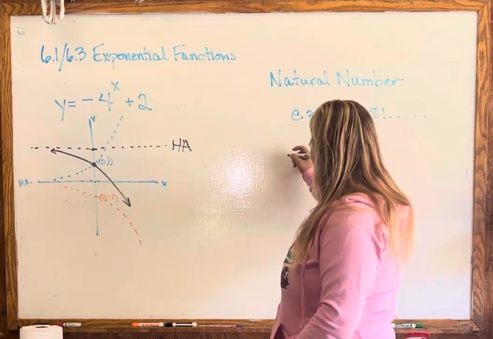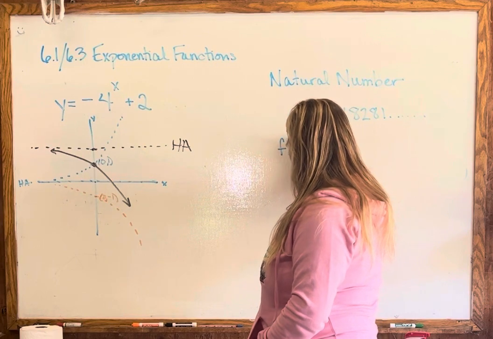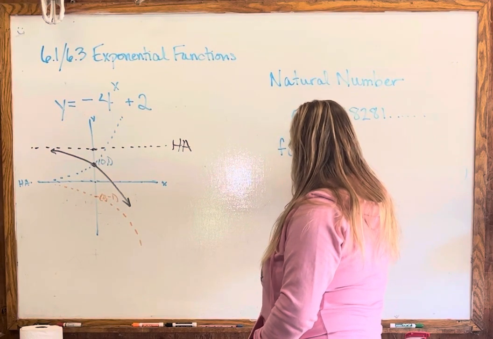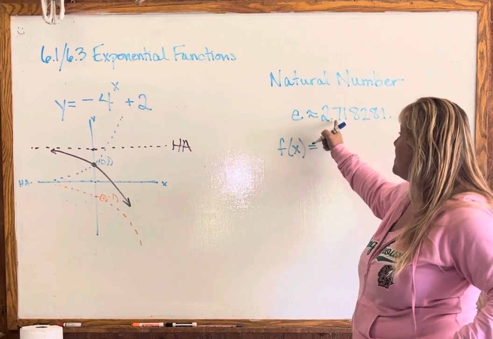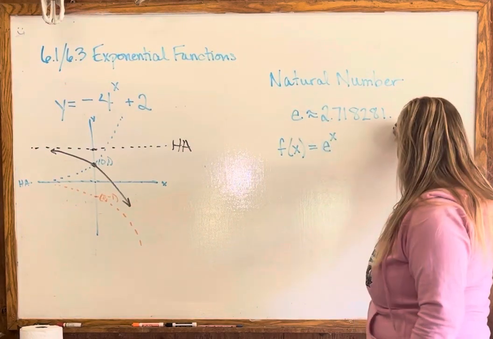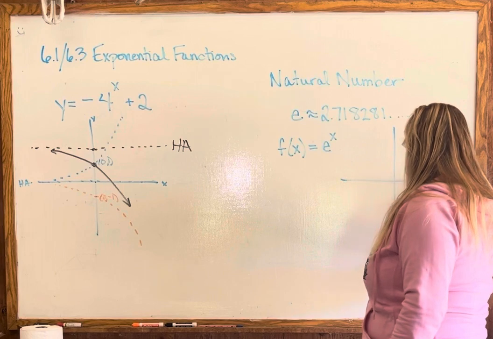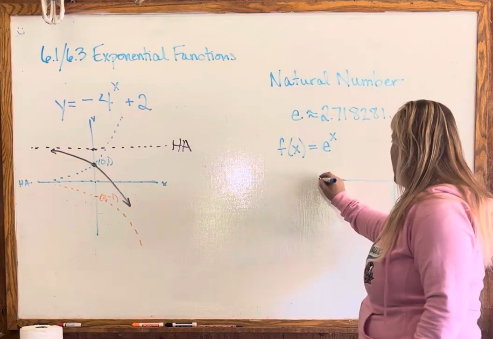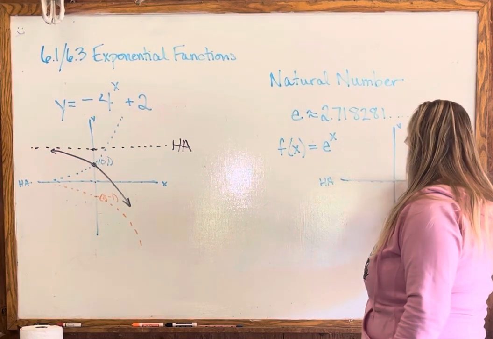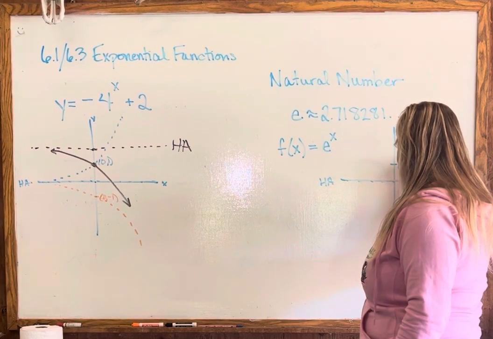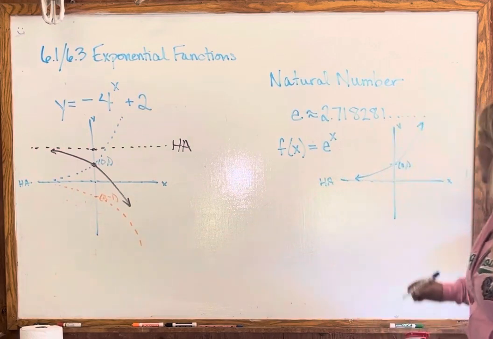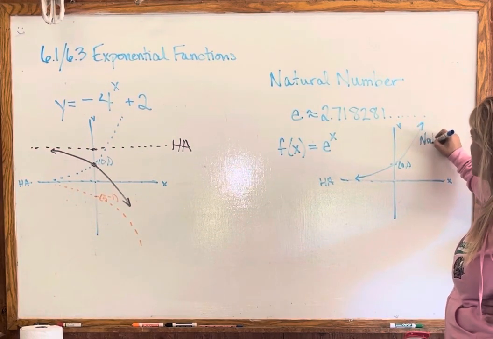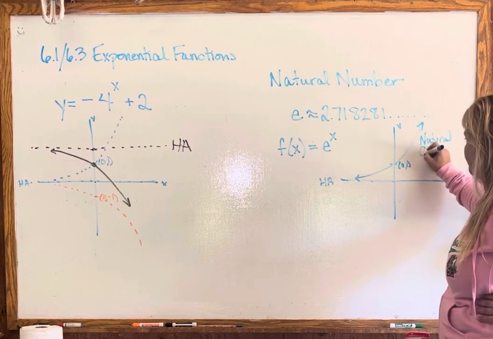So e though, what we're looking at here, we almost always see e in the exponential function form. So f of x equals e to the x. Now, because e is greater than 1, this is a growth function. So x, y, horizontal asymptote, y equals 0, and here is our growing function there. And we call this the natural growth function.